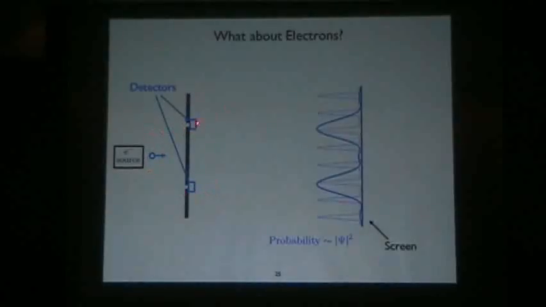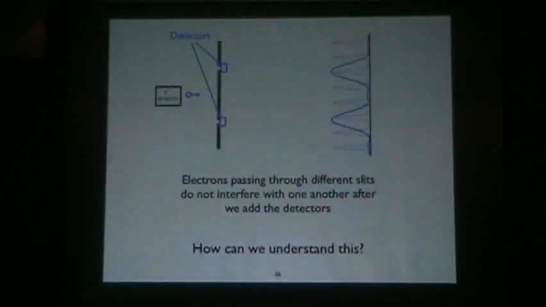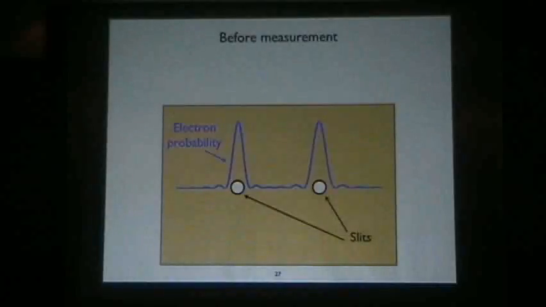And if it's going through here for sure, then I get the pattern I would get from here for sure, and there's no interference in the bottom slit. And if it goes through here for sure, I get the pattern I expect from that, and it doesn't interfere with anything from the top slit. Interpreting this was extremely difficult, as you can imagine. Electrons passing through different slits do not interfere with each other after we add the detectors. So the way people interpreted this a long time ago was in the following way.